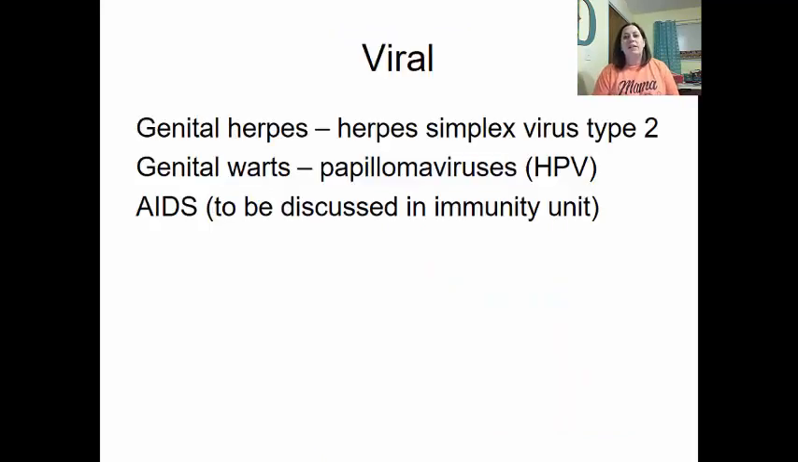Now we're going to take a look at the viral infections. These include genital herpes, herpes simplex virus type 2, genital warts, which are caused by the papillomaviruses, HPVs, and then AIDS. This will be discussed more in the immunity unit, which is the last unit here.